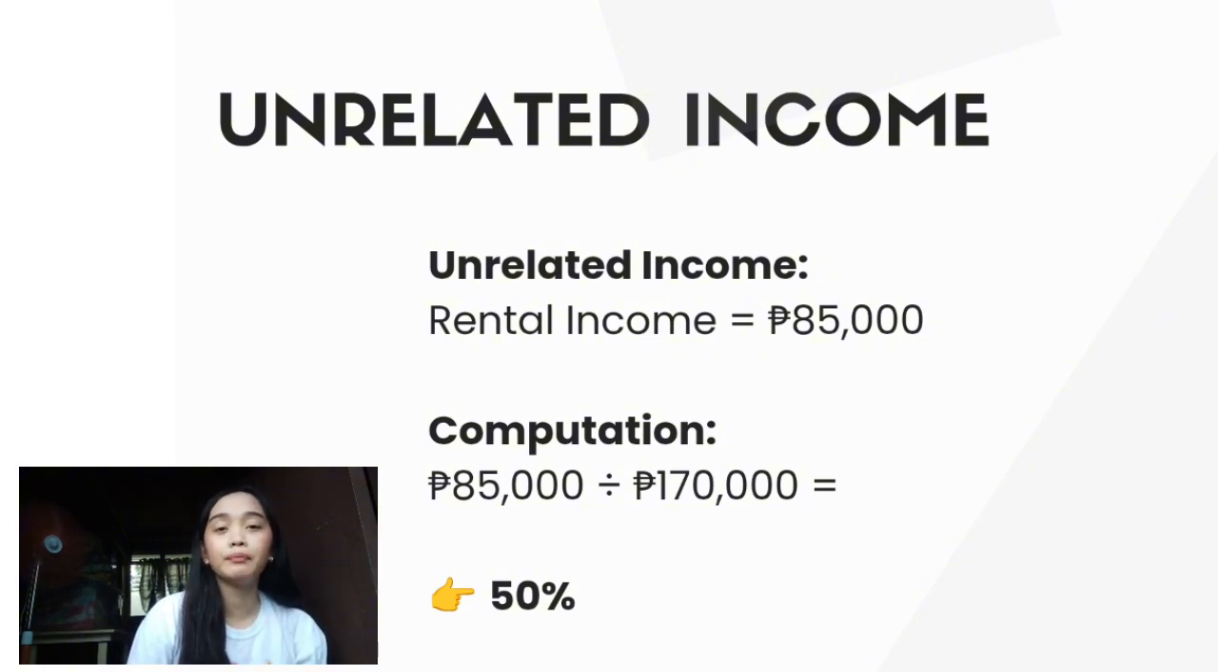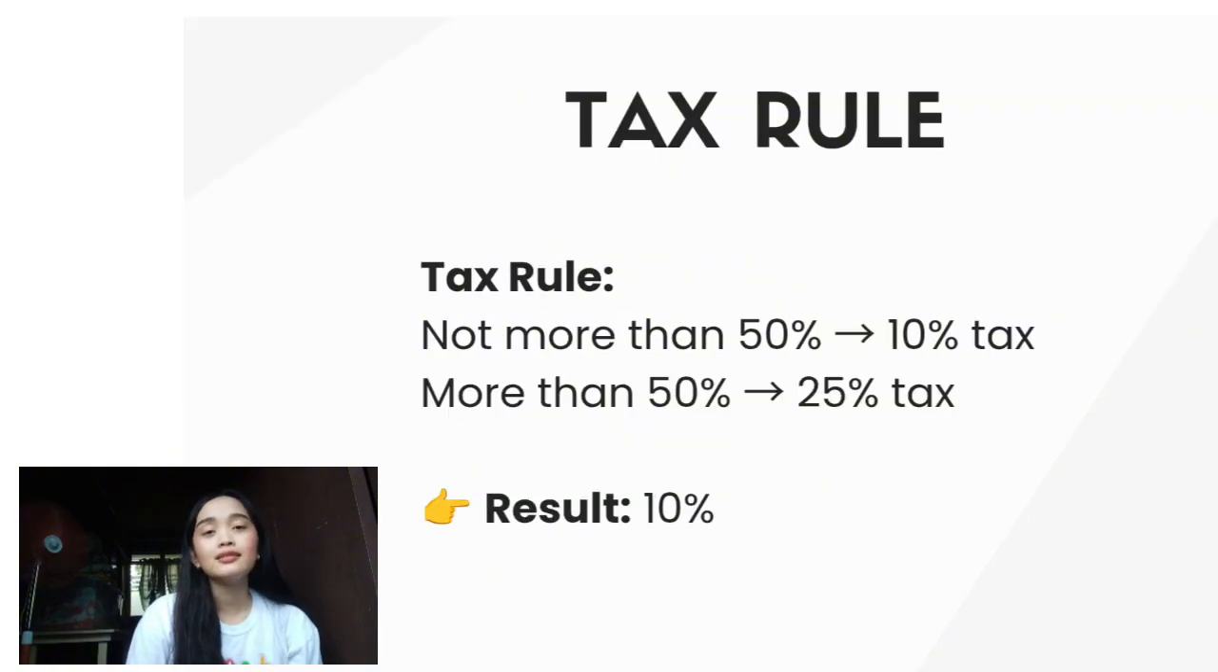To determine the applicable tax rate, we compute the percentage of unrelated income by dividing the 85,000 by 170,000. So this gives us 50%. Since the unrelated income does not exceed 50%, the applicable tax rate is 10%.